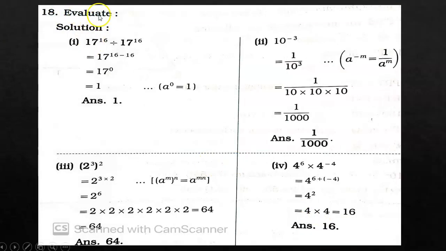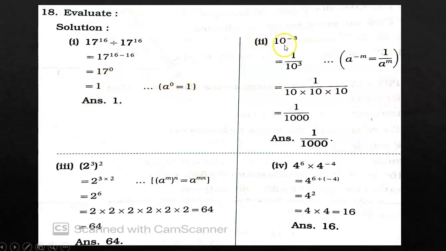Next question is evaluate, means find the value. So I have 17 raised to 16 divided by 17 raised to 16, which is 17 raised to 16 minus 16. Please write the law which is used. 17 raised to 0, which is 1. The law which is used is written over here.